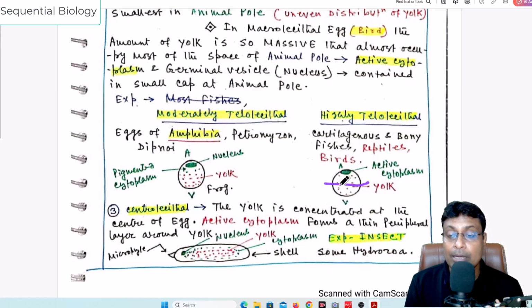And the highly telolecithal egg, like those of cartilaginous and bony fishes, reptiles and birds: almost all of the vegetal pole and most of the animal pole are also occupied by yolk, and so active cytoplasm resides in a very small region.